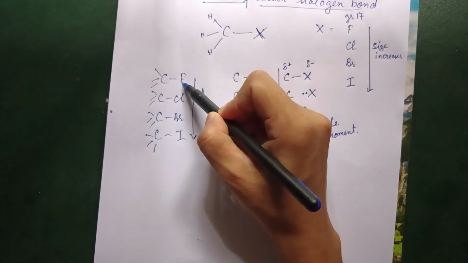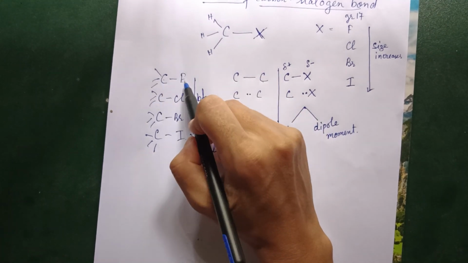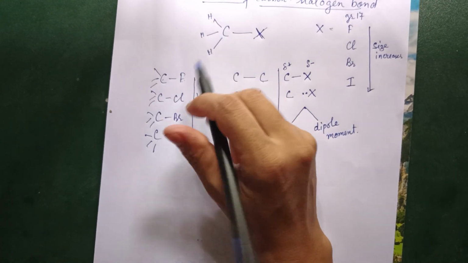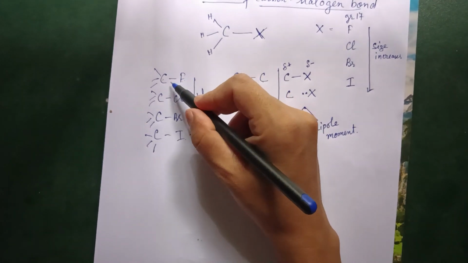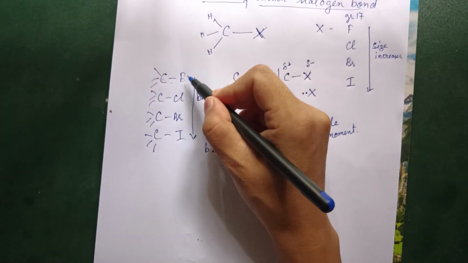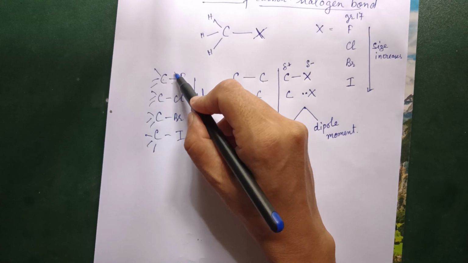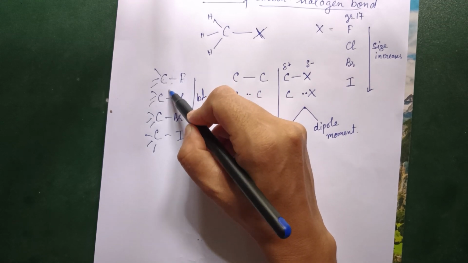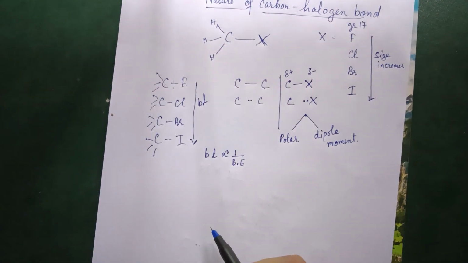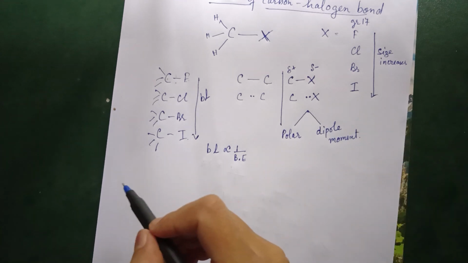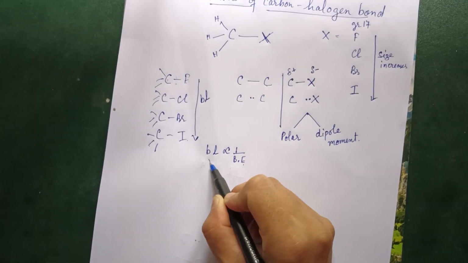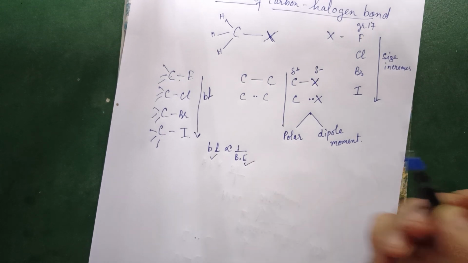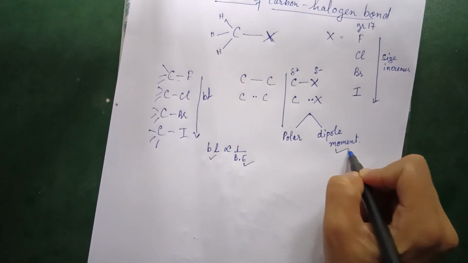The carbon-fluorine bond will have the highest bond energy because the atoms are strongly attracted to each other. It has the shortest bond length compared to all the others. Bond energy means it will require a high amount of energy to break the bond. Now we'll look at dipole moment. By doing this, we understand the bond length, the bond energy, and also the dipole moment.